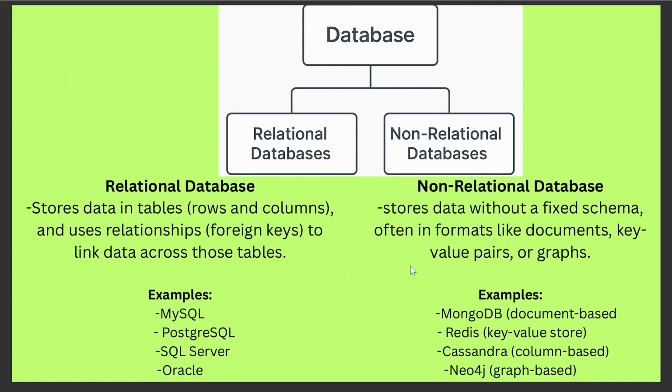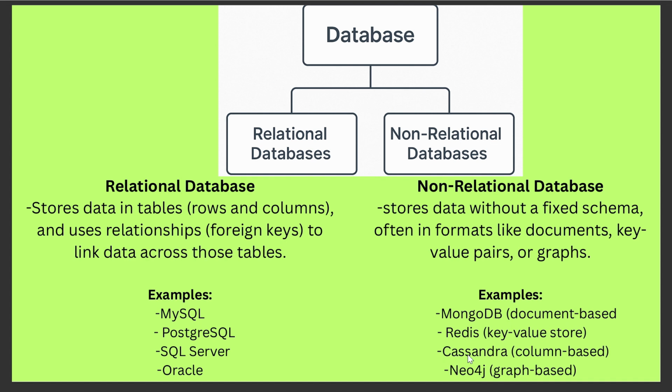Then we have non-relational databases. These do not store their data in the form of tables. They store their data without a fixed schema, often in formats like documents, key-value pairs, or graphs. Examples of non-relational databases include MongoDB, which is specifically for document-based data. We have Redis. Redis is for the key-value store.